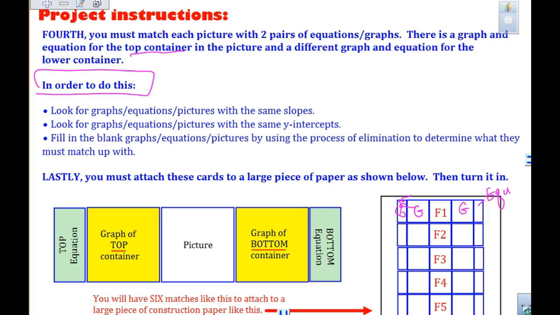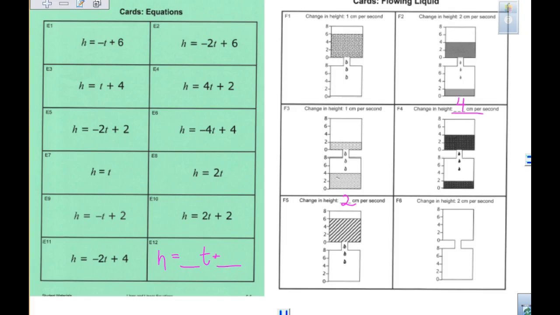Okay? All your sheets with the information, look at the graphs, the equation, and the picture. You want to find the ones that have the same slope. Look for the graphs, equation, pictures that have the same y-intercept. Fill in the blank ones. Well, when you look at your equation on this one, what do you know the m equals on that first E1? -1.